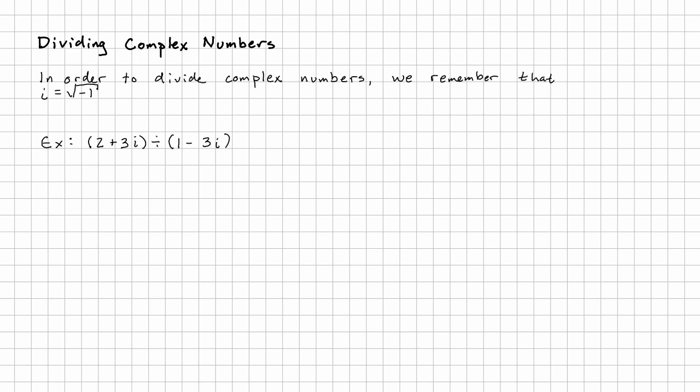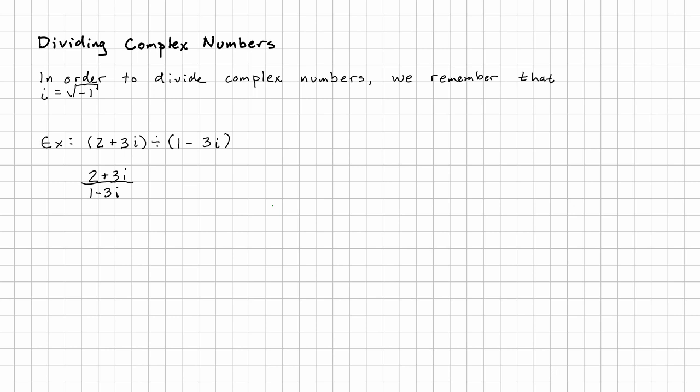You will have noticed that a discussion of division was missing from our work in complex number arithmetic. And the reason for that is that in order to divide complex numbers, we needed the machinery of rationalizing the denominator. Here's why. Suppose we want to divide 2 plus 3i by 1 minus 3i. In order to do this division, we write this in fraction notation.